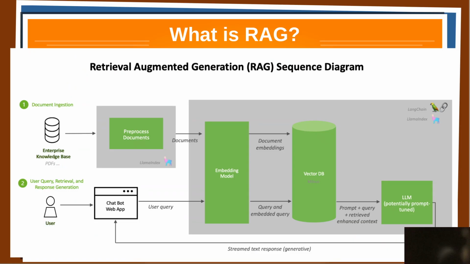So what is RAG? You have an enterprise knowledge database, you pre-process the documents, which are fed to the embedding model, the document embeddings then come out into a vector database, and that is the preparatory step. And then when a user does a query retrieval, through a chatbot, the user query goes into the embedding model. Now you take the query and the embedded query, and send it to the vector database. So then you have a user's prompt plus query plus retrieved content that is fed to an LLM. And in this case, ideally the LLM is prompt tuned to a particular domain, and that standard stream text response, the generated response, comes back to the chatbot and communicates back to the user.